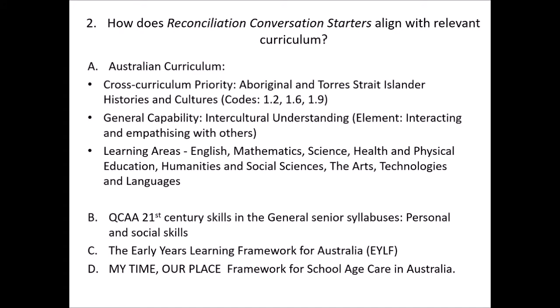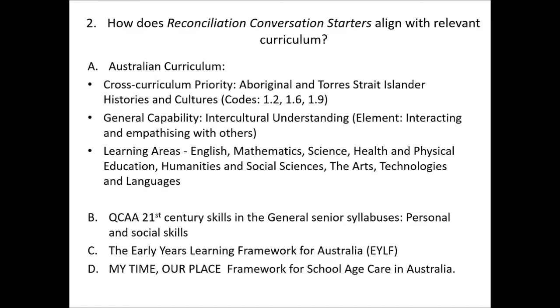Now, reconciliation conversation starters aligns with all relevant curriculum. Beginning with your Australian curriculum, it has a wonderful fit with the cross-curriculum priority, Aboriginal and Torres Strait Islander histories and cultures. We've identified codes 1.2, 1.6 and 1.9 as particularly relevant to this resource. With 1.2, the idea is that you can look at Aboriginal and Torres Strait Islander communities and how these people maintain a special connection to and responsibility for country and place.